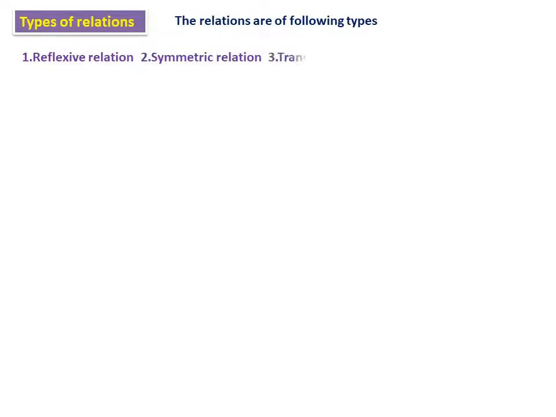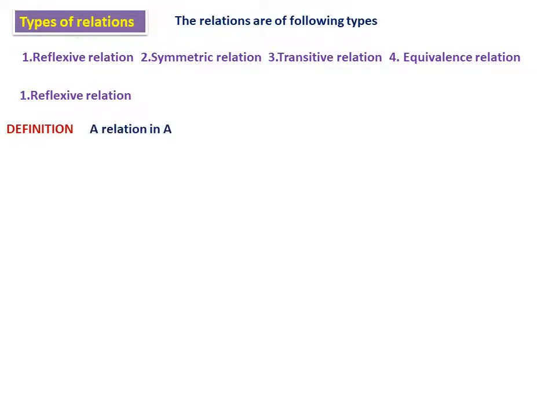Now let us study different types of relations. So the relations are of following types. One is reflexive relation, second one is symmetric relation, third one is transitive relation, and the last one is equivalence relation. Now let us study one by one. So reflexive relation is the first one.